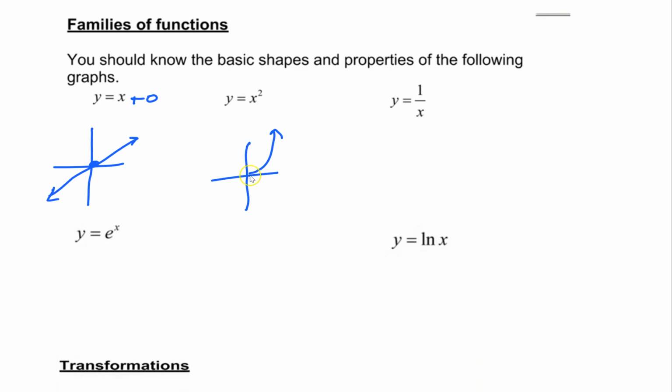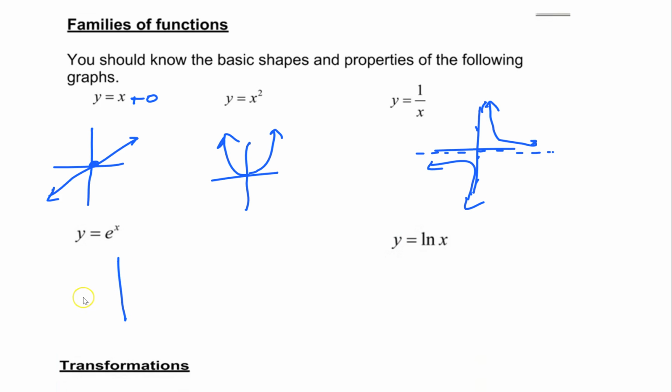So it's something to this effect. 1 over x is the reciprocal function. They did this a lot in Algebra 2. Looks kind of like this. Ooh, a little off. There should be an asymptote right here and an asymptote right here. So it's to that effect.